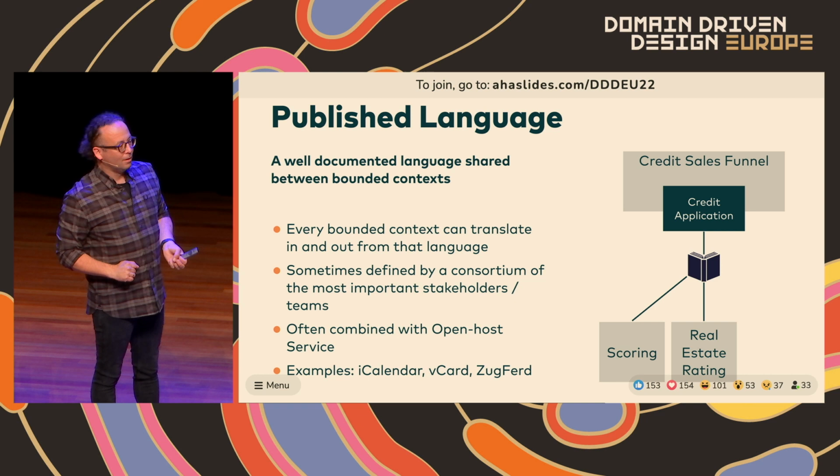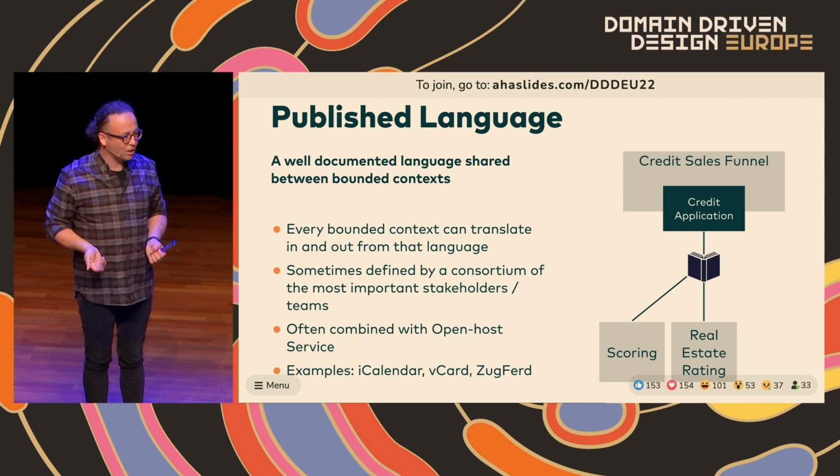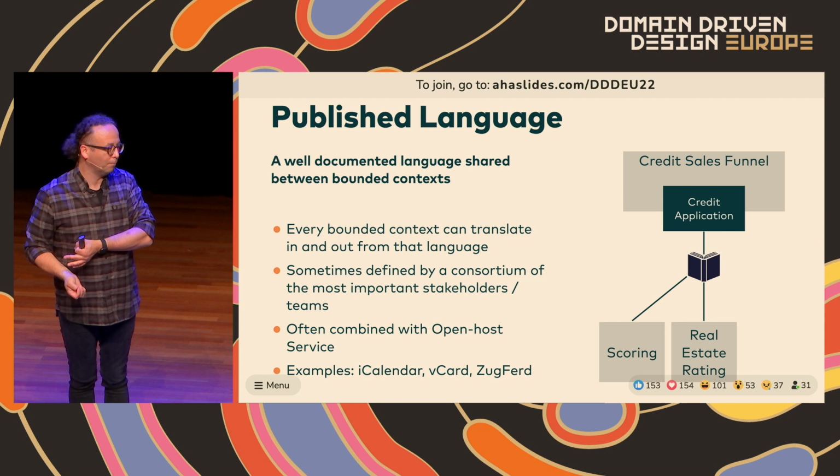So for instance, the model from the Google Maps API, in my eyes, is not a published language. It's just Google's model, which they drive, which they influence, and which they publish over their open host service. If you do the same, you'll probably get sued by Google. And that's something you probably don't want to be.